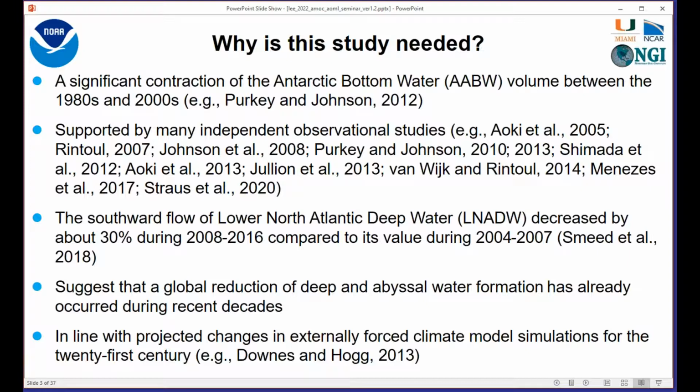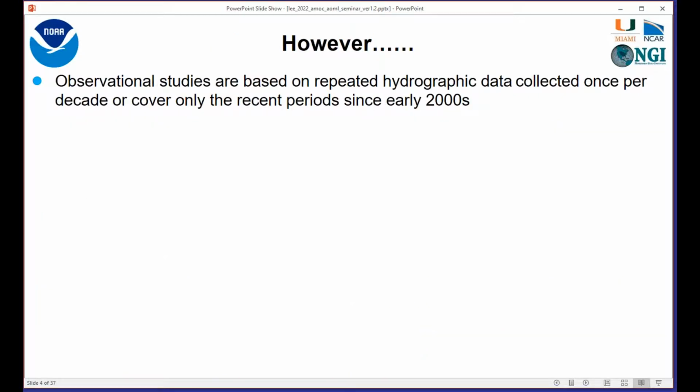And of course, this is in line with the projected changes in the externally forced climate model simulations for the 21st century, CMIP5 models, CMIP6 models. All those models show the same thing. So it looks like the slowdown is already happening in our Earth system.